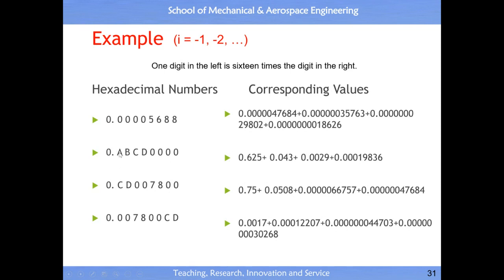So this should be equal to 10 times 16 raised to the power negative 1, 11 times 16 raised to the power negative 2, 12 times 16 raised to the power negative 3, and 13 times 16 raised to the power negative 4. Okay, so you should be able to get this result.